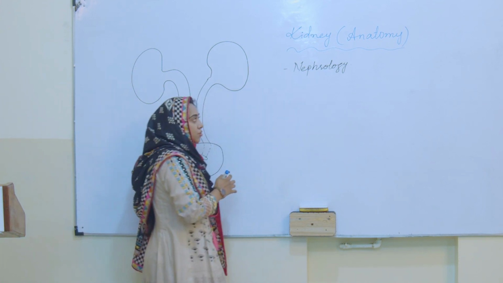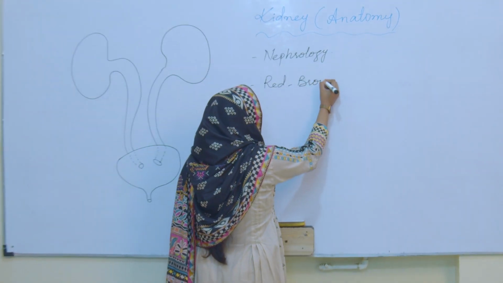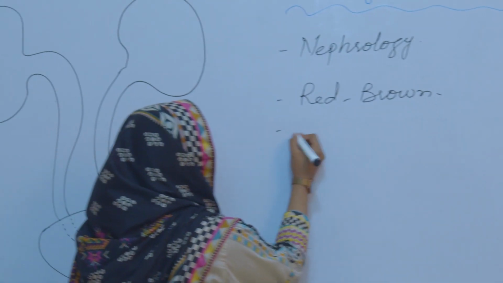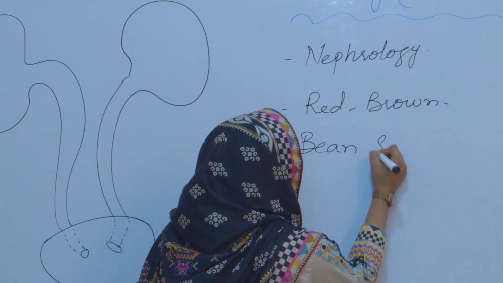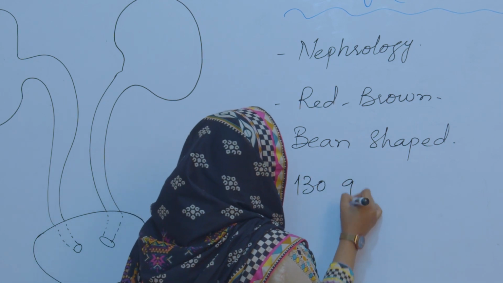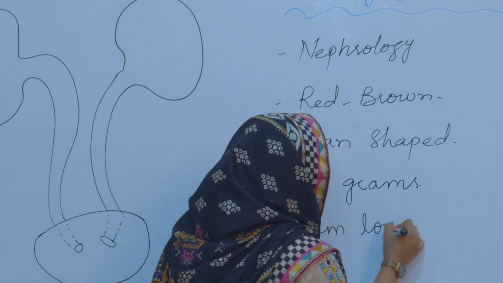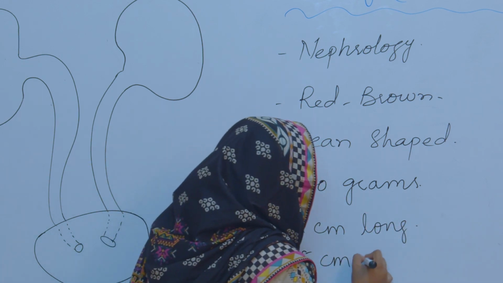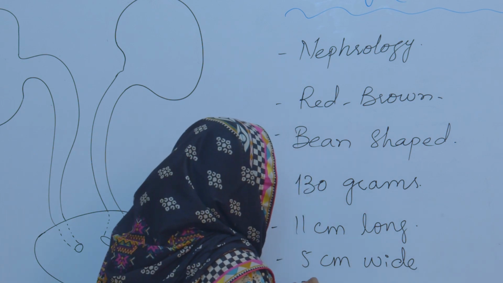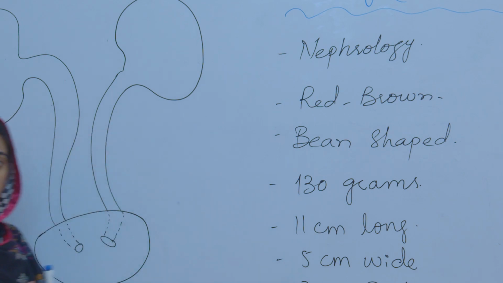While talking about its texture, it is a red brown colored muscular organ and it is bean shaped. It weighs about 130 grams. It is 11 centimeter long, 5 centimeter wide, while it is 3 centimeter in thickness. When we look at the basics, we see these features. Okay, let's talk about the kidney.